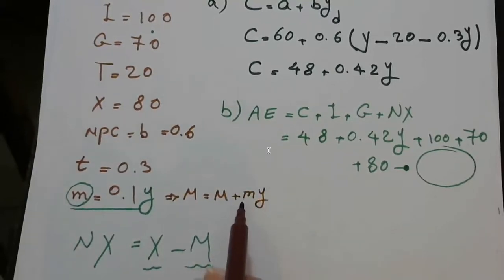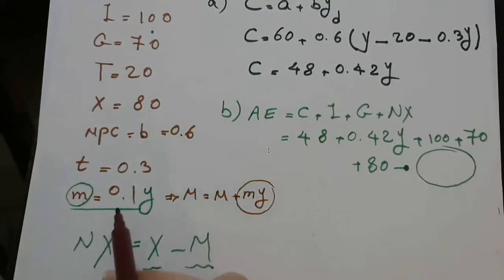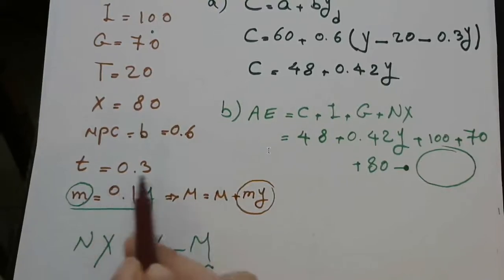So induced import means that the amount of the import is dependent on our income. Here it is saying that 10% of the income we import, or the import rate is 0.1. So that's why this is our import rate.